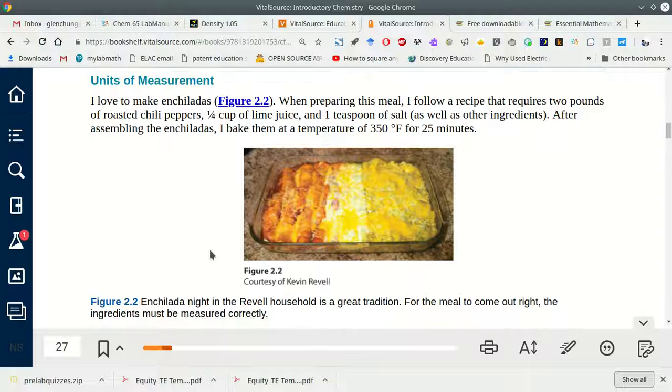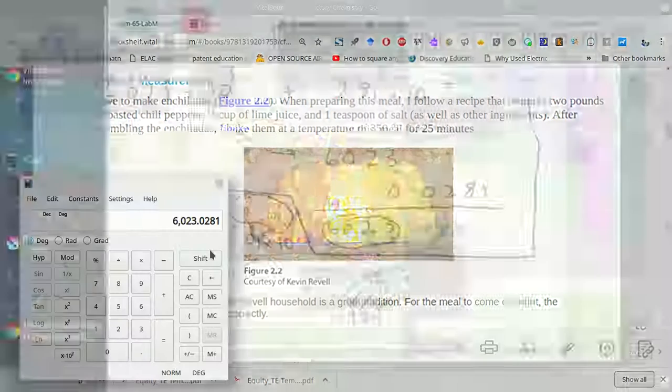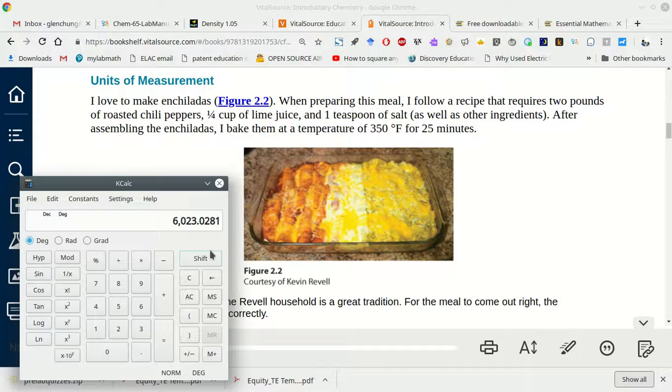Now I want to tell you about some units of measurement. I showed you some things with the units of measurement in class today, and I'm going to tell you some more things, but I think I'll do that in a separate video.